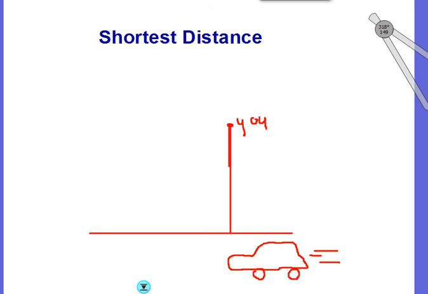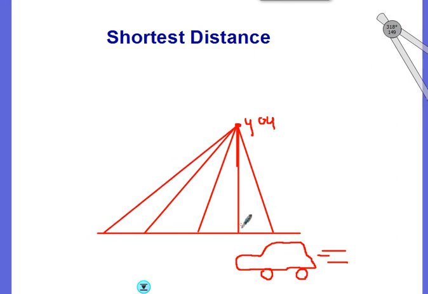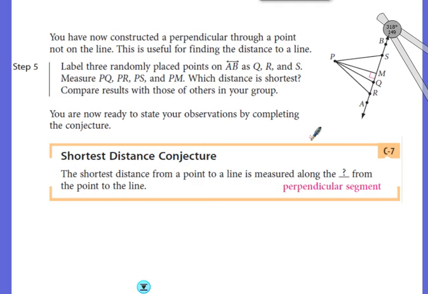Do you think that would be the shortest distance? All these points I can draw, these are lines you can run to get to the wall. And the question is, what's the shortest distance? Well, it's the straight one that's perpendicular to the wall. That's the shortest distance. So when we measure distance, we measure from the perpendicular segment.